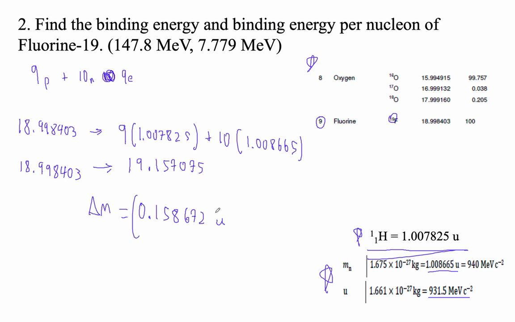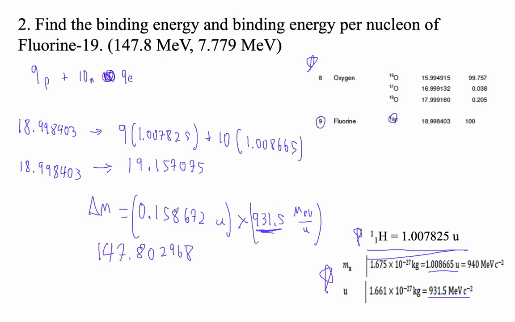So we're going to go times 931.5 MeV per u. And they like to say per the speed of light squared, which I find strange, but I see what they're doing. So I'm going to go times 931.5, and this is, wow, 147.802968.